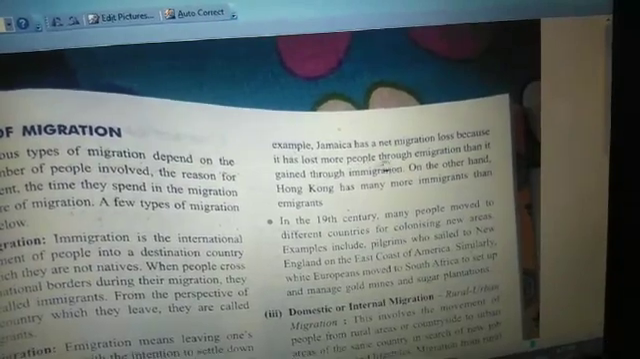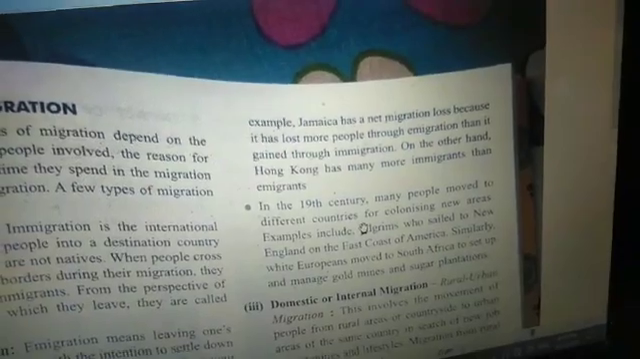So if in a country so many emigrants and immigrants are happening, how the balance is happening, we will see here. Jamaica has a net migration loss because it has lost more people through emigration than it gained through immigration. Jamaica is not a very developed country. It is an underdeveloped, very poor country. So these Jamaicans are not ready to live in their own country itself. They want to move to other countries, like Hong Kong.